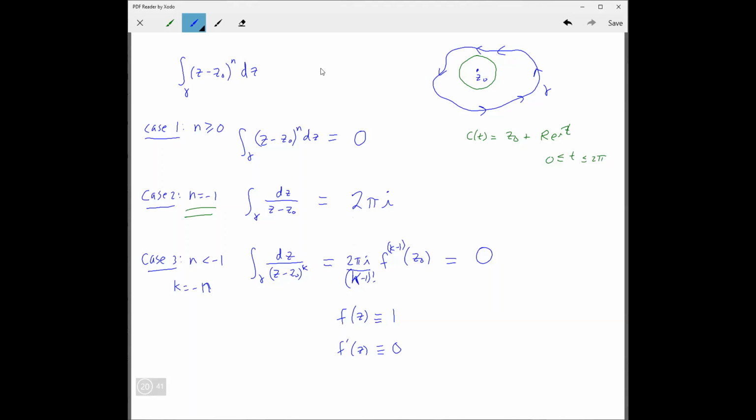Wait, I don't get it. So you get the same result if you put k minus 1 factorial in the denominator? Yeah, because this right here is 0. That's 0 anyway, so that is not going to really change anything.